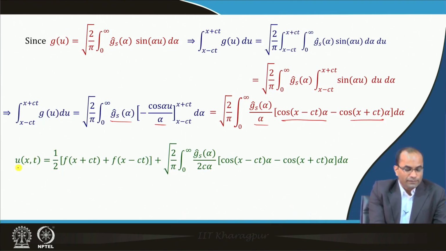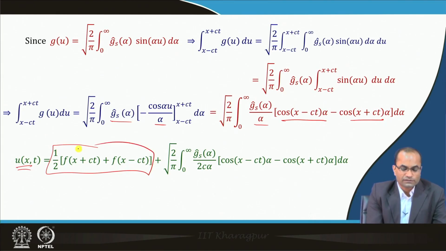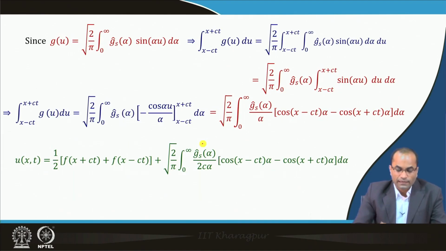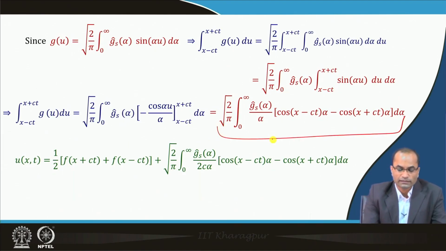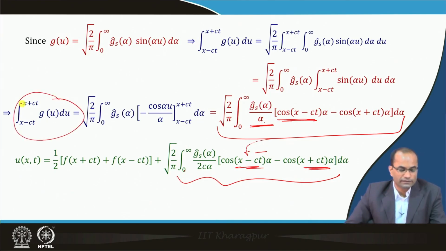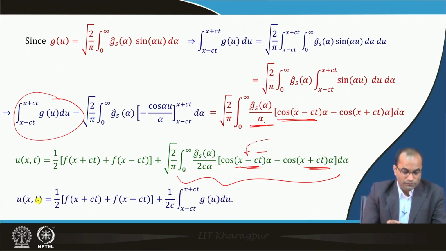And now, just get back to u(x,t). The first term, as we discussed, is fine, only the second term has to be simplified because of this g s hat. And now, if we look at this one, this is precisely the same term we need here. So, it is cos alpha(x minus ct) minus cos alpha(x plus ct) and d alpha. We have the integral of g s hat alpha over alpha, integration over 0 to infinity. So, all this can be replaced by the integral of g(u) from x minus ct to x plus ct. So, this is what we have done now.